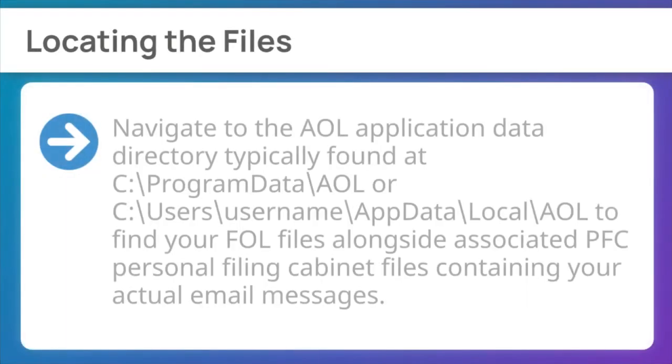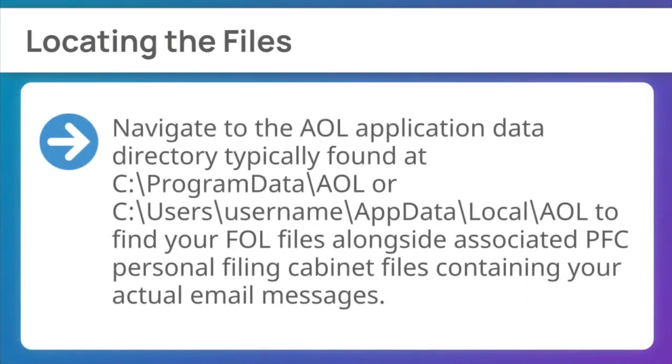First, locating the files. Navigate to the AOL application data directory, typically found at C:\ProgramData\AOL, or C:\Users\username\AppData\Local\AOL, to find your FOL files alongside associated PFC Personal Filing Cabinet files containing your actual email messages.